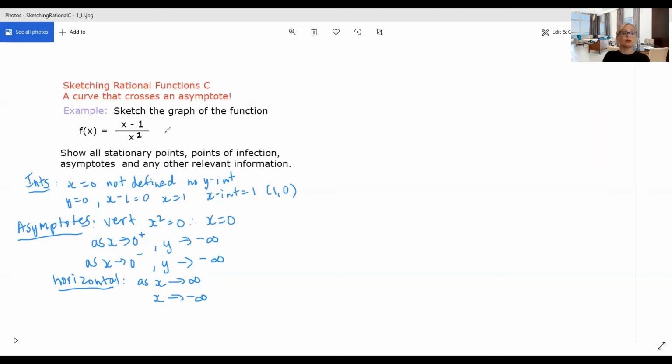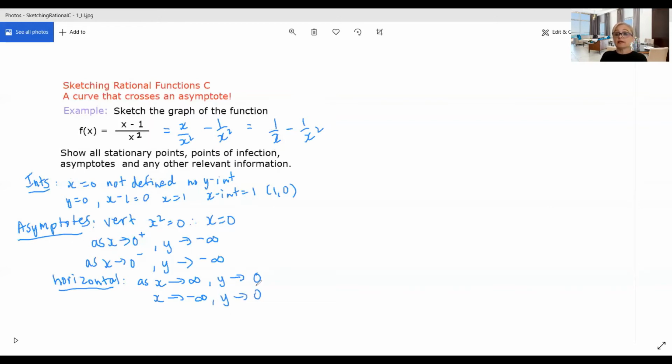Because the power or the order of the denominator is higher than the order of the numerator, this function will tend towards 0. You can even see that if you split this up into x over x squared minus 1 on x squared, so this is really 1 on x minus 1 on x squared, that tends towards 0 as x tends towards infinity, and so does that. So this function will definitely tend towards 0 in both cases.